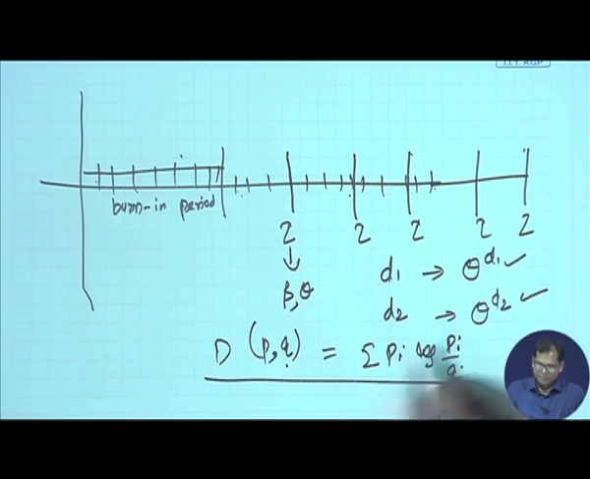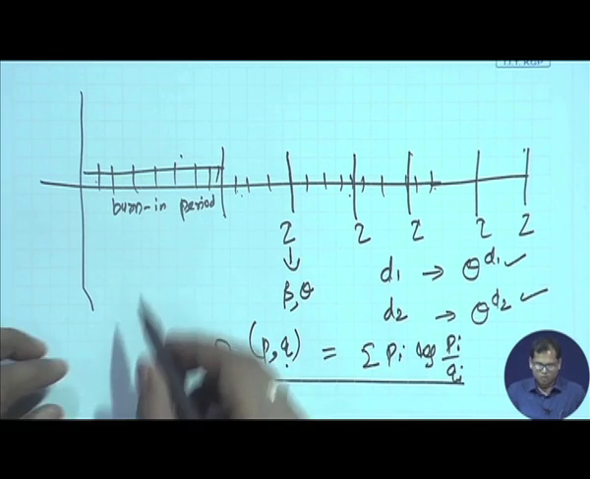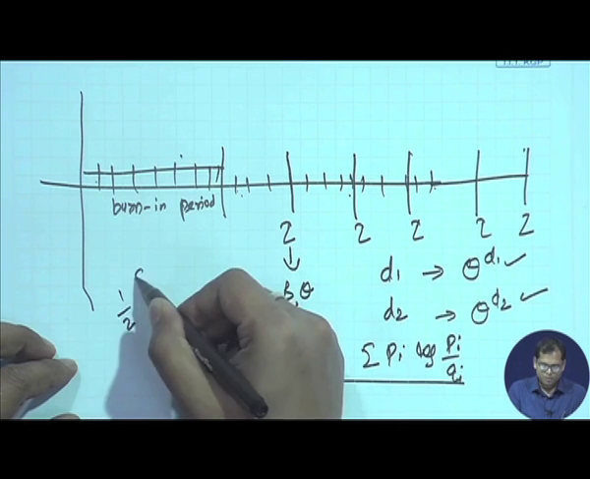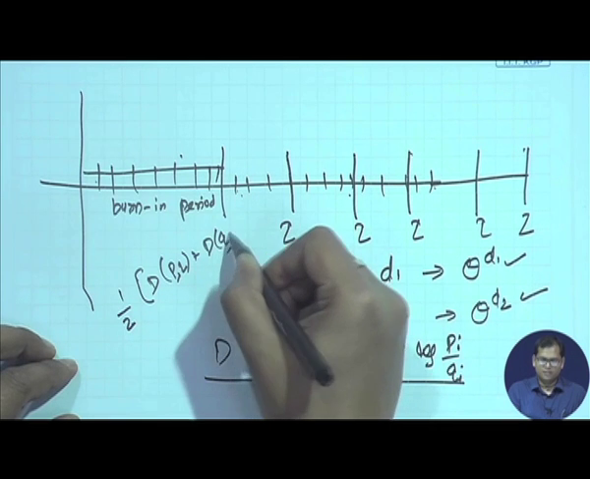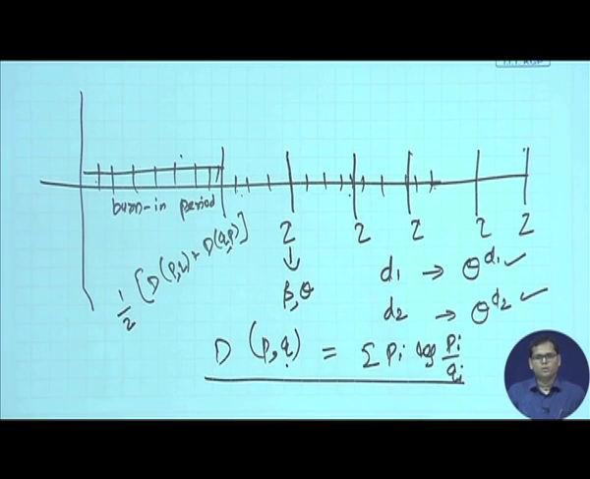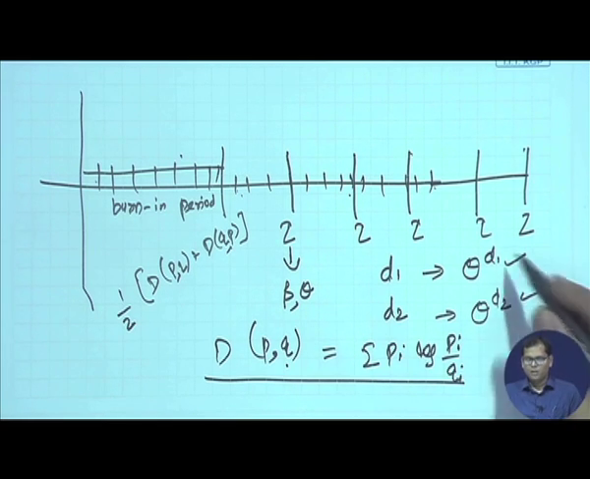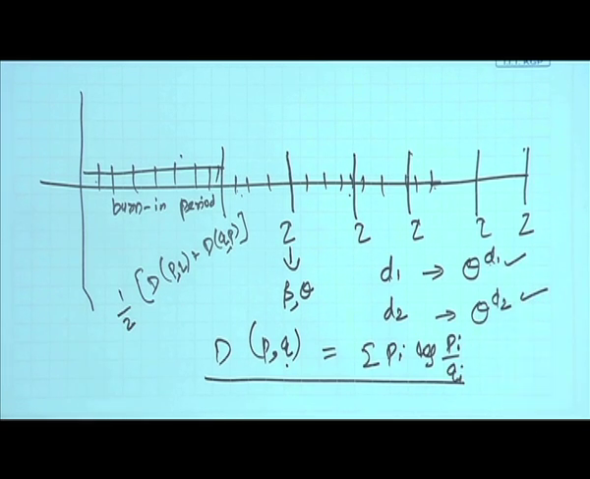Because this is asymmetric, you can also do something like 1 by 2 times (D_PQ plus D_QP). So you can also use that as some sort of distance metric. So now you have the corpus, you know the topic distributions, and you can use that to compute the similarity between any pair of documents. That is one very, very important application of topic models.